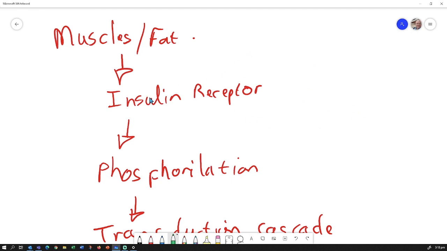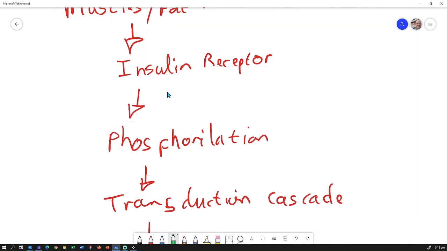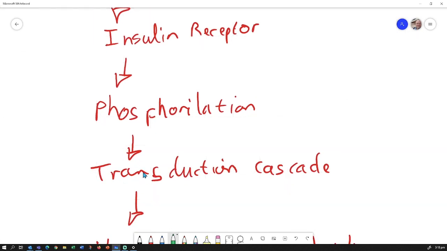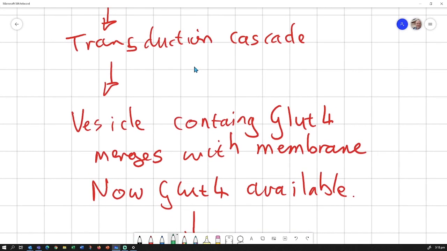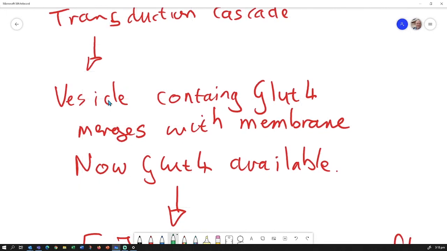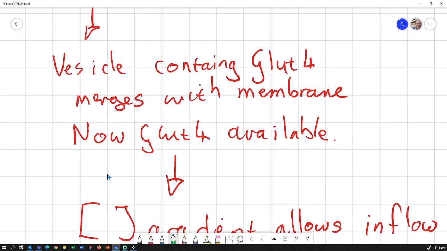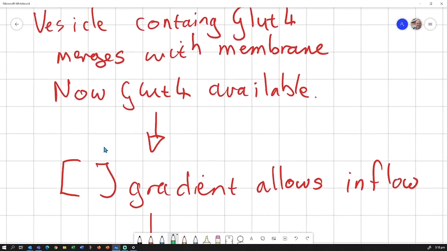So insulin hits the insulin receptor. It then causes a phosphorylation reaction, which is called the transduction cascade. That transduction cascade actually now activates the vesicle that contains the GLUT4 channel protein. Remember, it's a vesicle that has all of these in its membrane, in the vesicle membrane. And then that is moved towards the cell membrane. It merges with the cell membrane, and now we have GLUT4 channel proteins available for glucose to freely float through.